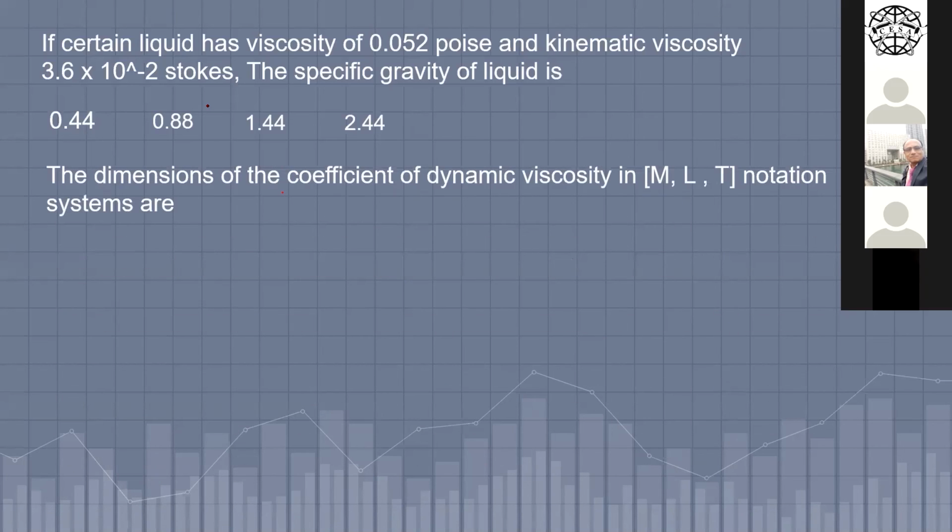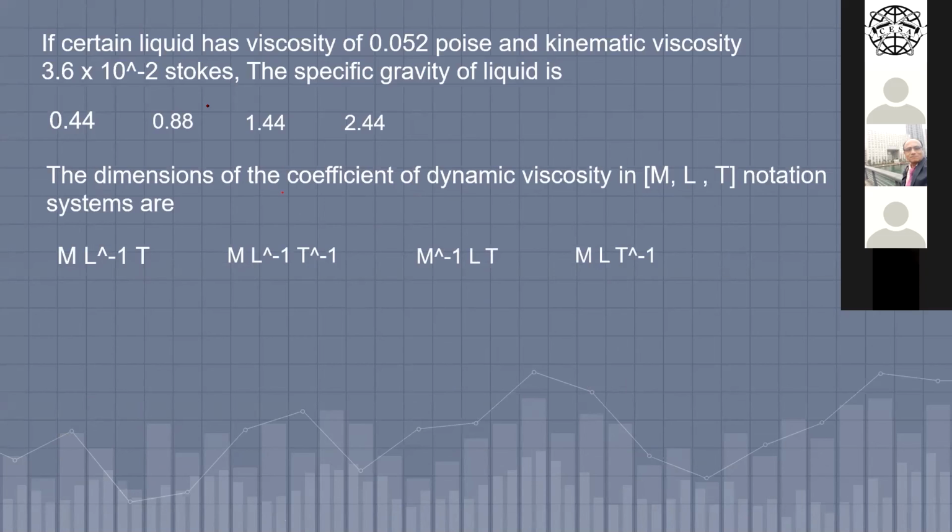Similarly, the dimensions of the dynamic viscosity were already discussed in the MLT system. So you know the formula for that. It is M L minus 1 T minus 1. Which is this answer? I already discussed this.